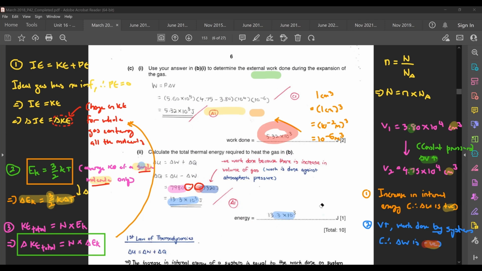Okay, so this is one part of your ideal gas questions. Right, so if this is okay, then you move on to another question.